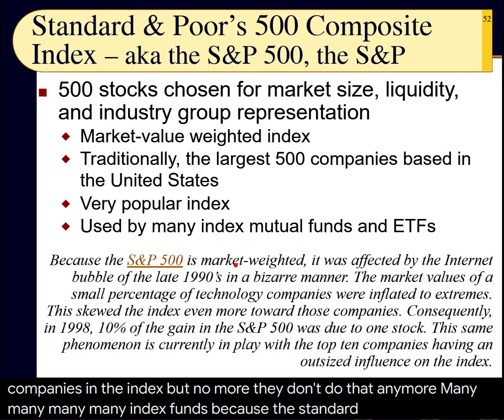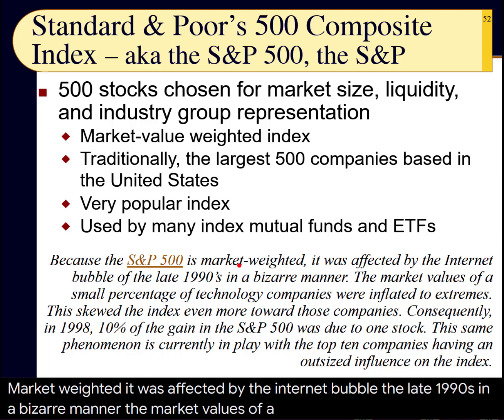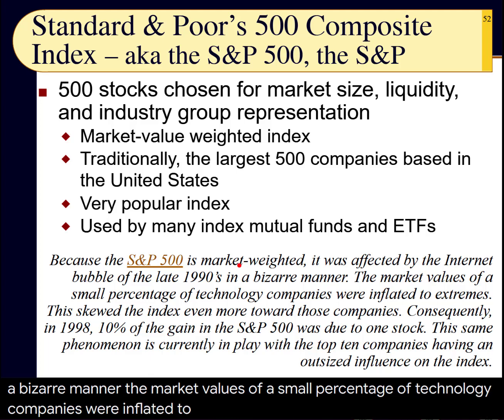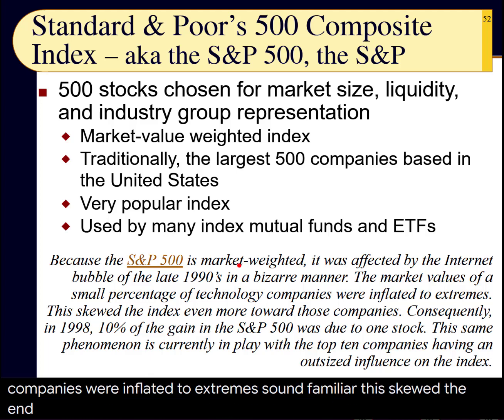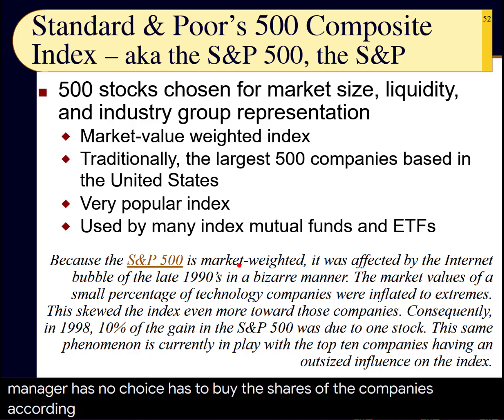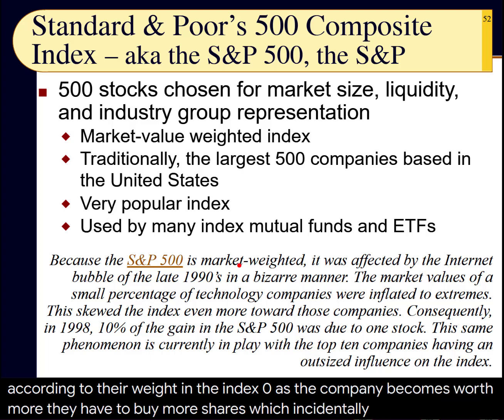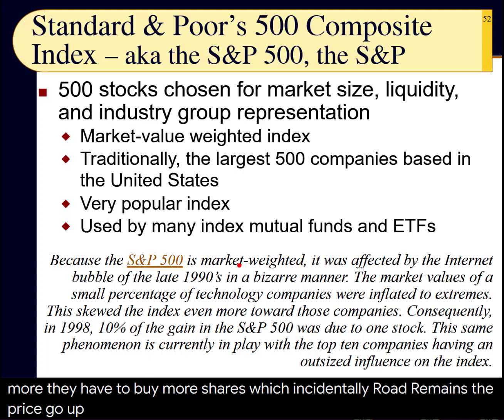Because the Standard & Poor's 500 is market weighted, it was affected by the internet bubble of the late 1990s in a bizarre manner. The market values of a small percentage of technology companies were inflated to extremes. Sound familiar? This skewed the index even more toward those companies because the index fund manager has no choice, has to buy the shares of the companies according to their weight in the index. So as the company becomes worth more, they have to buy more shares, which incidentally makes the price go up, which creates this feedback mechanism, like a spiral upward.